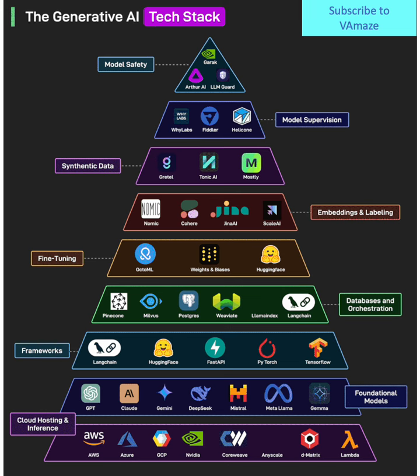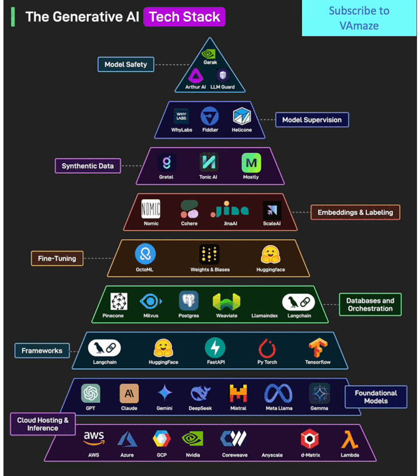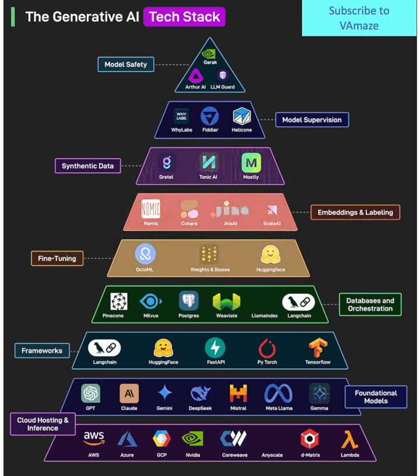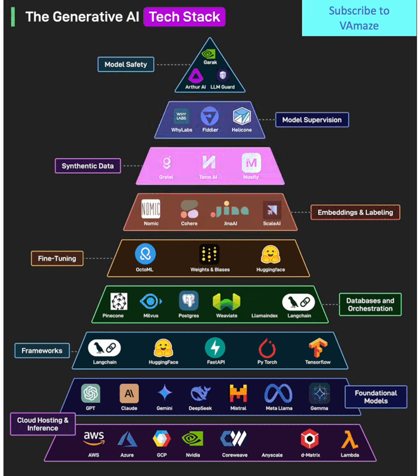Building robust GenAI applications requires a sophisticated tech stack that spans from foundational cloud infrastructure to advanced safety mechanisms. This comprehensive guide explores the 9 essential layers of the generative AI tech stack, providing you with a roadmap to understand, build, and deploy cutting-edge AI solutions.